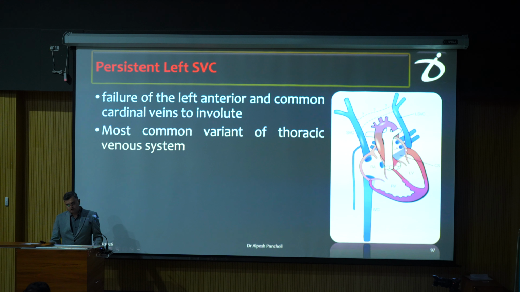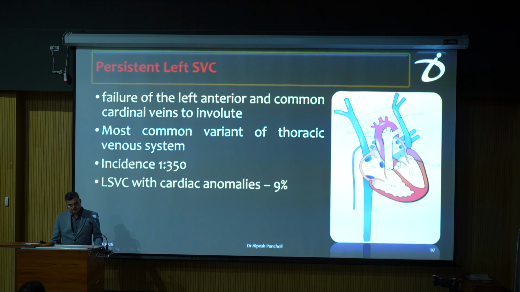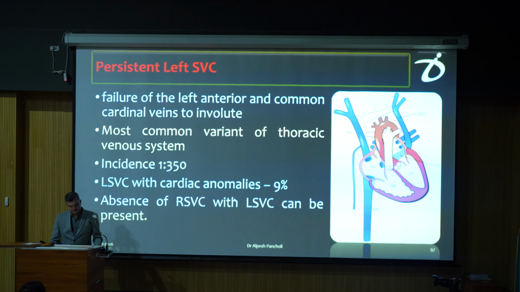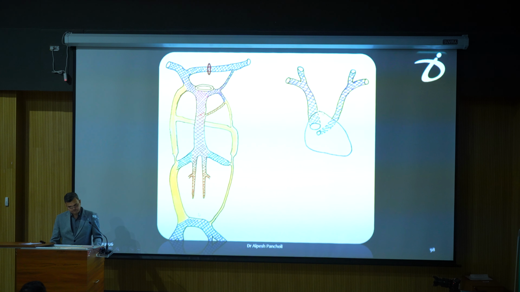So this is the most common variant of the thoracic venous system. The incidence is very common, about 1:350. It can be associated with cardiac anomalies in about 9% of the cases. Absence of the right SVC with persistent left SVC can be present. So this is an applied embryology.